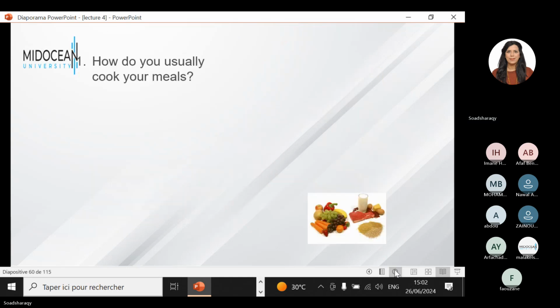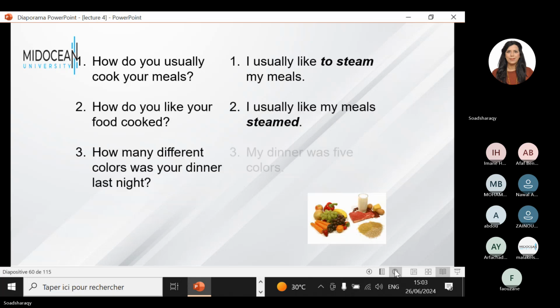Let's continue. Question number 1. How do you usually cook your meals? You can answer, I usually like to steam my meals. How do you like your food cooked? I usually like my meals steamed. How many different colors was your dinner last night? My dinner was 5 colors. Okay.